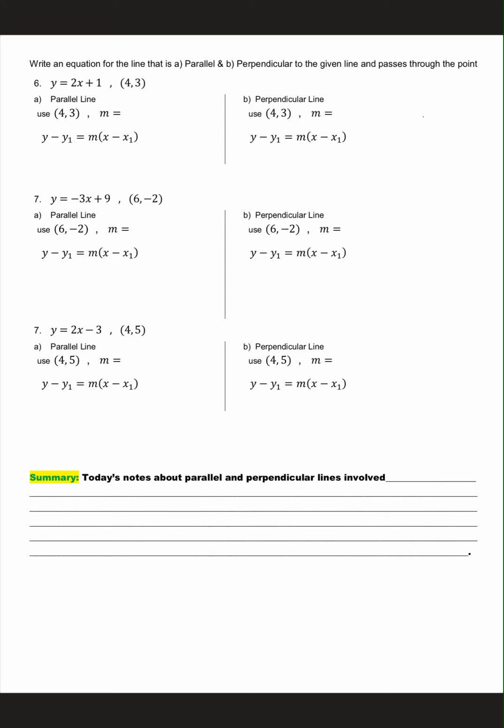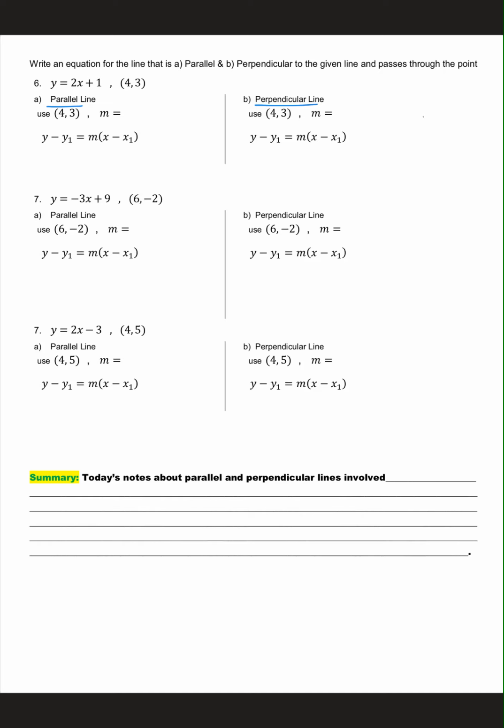Okay, so now we are going to write the equation of a line that is parallel and perpendicular to the line that passes through a point. So we're given a line and we're given a point, and we need to come up with the parallel line and the perpendicular line. So on the right, we're going to find parallel, and on the left, we're going to find perpendicular.